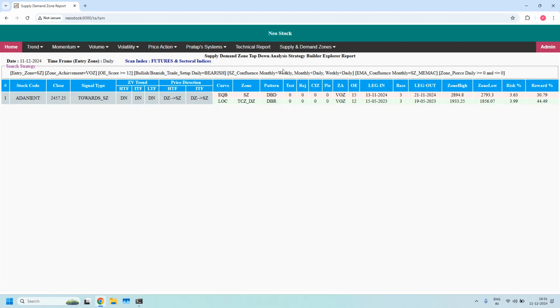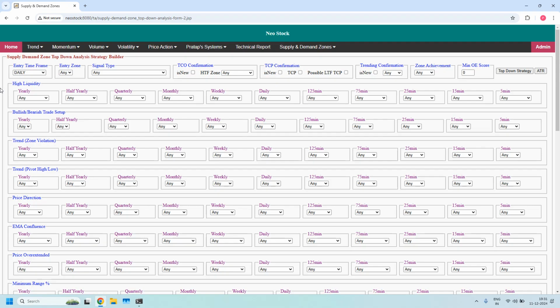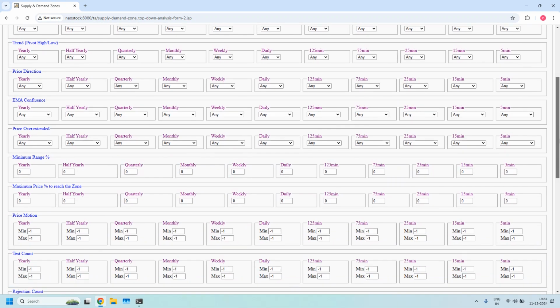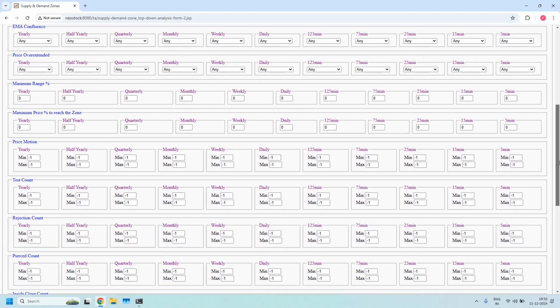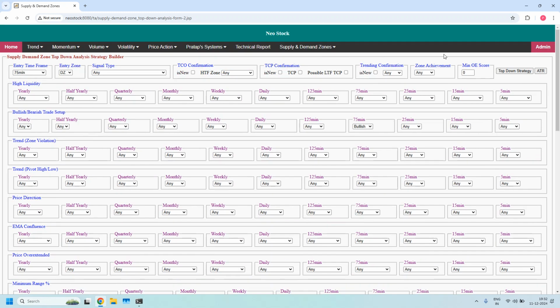Next, let us look for weekly income trades. First, weekly income trade, bullish trade setup, entry time frame 75 minutes, entry zone, demand zones. Bullish or bearish trade setup at 75 minutes, I am selecting bullish, and the 75 minutes demand zone should not be pierced. So at 75 minutes time frame, I am setting minimum value 0, maximum value 0 in the pierced count parameter. Next, zone achievement should be violated opposing zone, minimum odd enhance score 12. All 3 filters are applied to the 75 minutes demand zone.